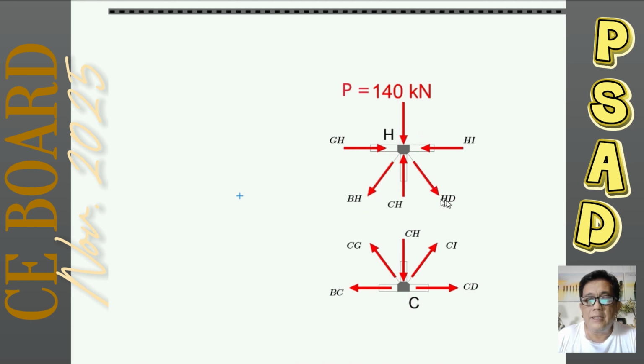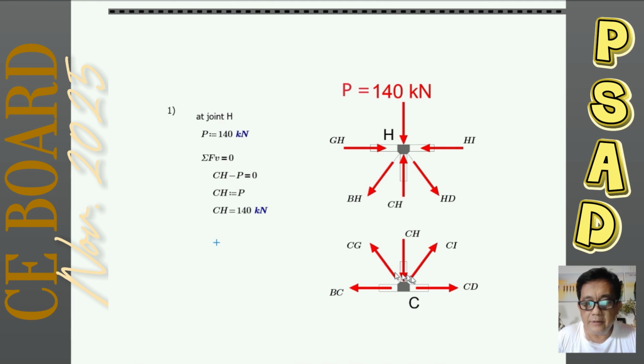But again, cables cannot resist compression forces. Therefore, our assumption is wrong. That means BH and HD should be the members that are 0. Because it makes sense, when BH and HD equal 0, the only force that is going to resist the 140 kilonewton load is CH. So by summation of forces vertical, this is equation number 1, we will have CH minus P equals 0. That means CH is equal to P. By the way, P is given, it's equal to 140 kilonewtons. That will give us CH equals 140 kilonewtons. This is considering joint H.